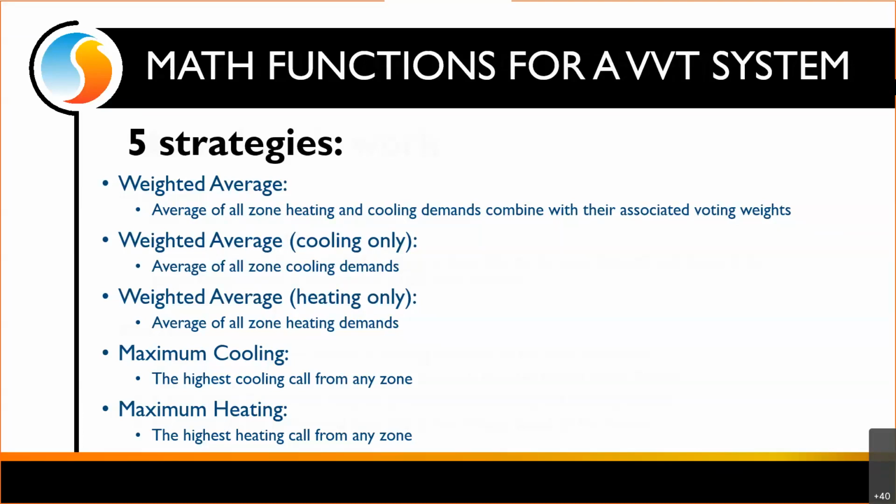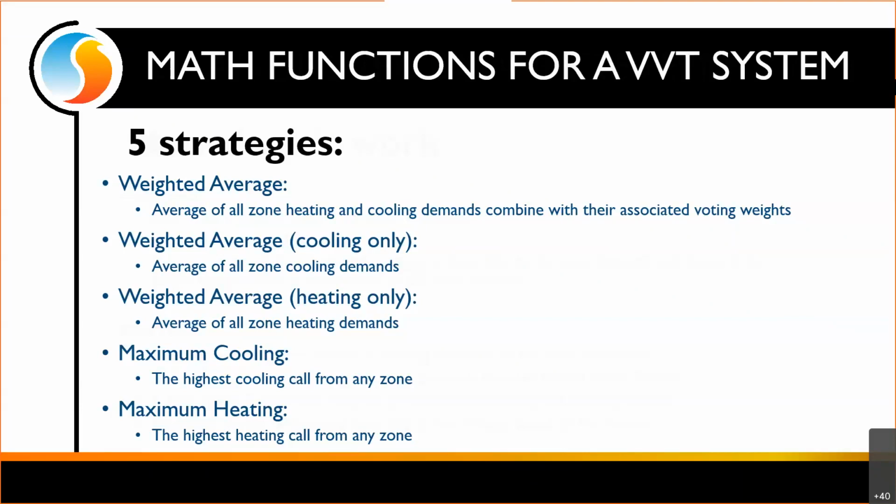The next one is what we call weighted average cooling only. In this case, this function only looks at all the zones calling for cooling, and then it makes an average. So it's basically the cooling load of all your zones. The third function is weighted average heating only. This does the exact same thing as the previous one, except it does it for all heating demand. It looks at all the zones with heating demand and only those, and makes a weighted average out of that. So number 2 and 3 could essentially be directly associated with the heating load and the cooling load of all of the zones.